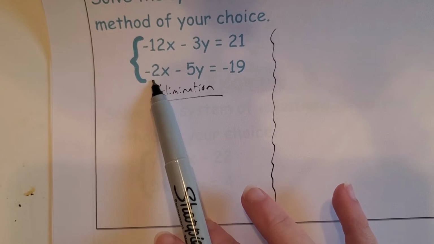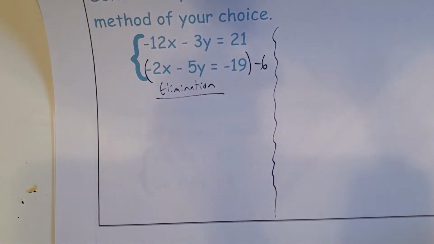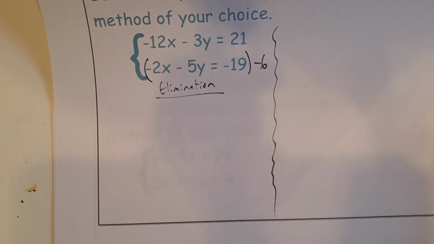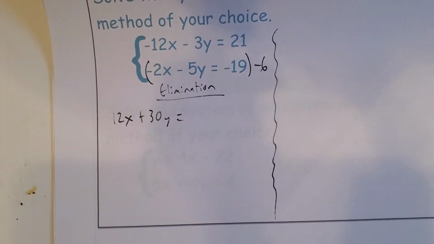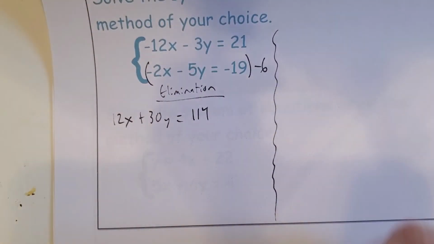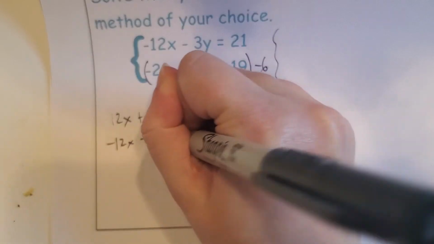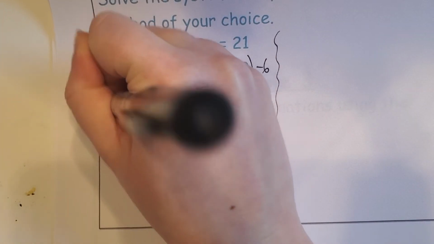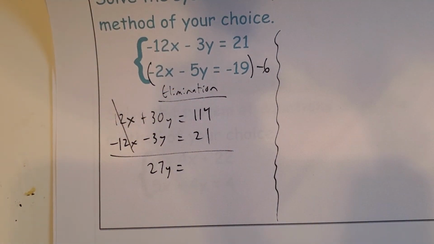What would you have to multiply negative 2 by to get a positive 12? Negative 6. So the numbers are going to be pretty big, but nothing we can't handle. Multiply the entire second equation by negative 6. So this is 12x plus 30y is equal to positive 114. And then the top equation stays as is. X's get eliminated. This is 27y is equal to 135.